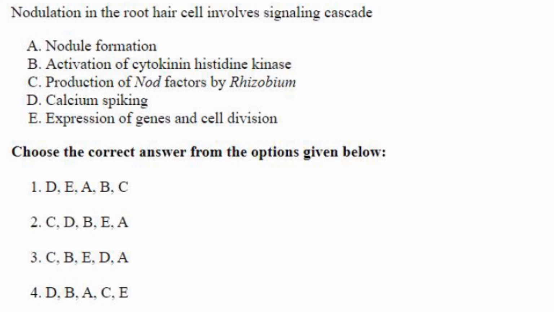So coming to the first question: nodulation in the root hair cell involves a signaling cascade. What is the sequence of the signaling cascade? That is the question. First will be production of nod factors by rhizobium, then comes calcium spiking, then activation of cytokinin histidine kinase, then expression of genes and cell division, and nodule formation. Answer is option 2, CDBEA.